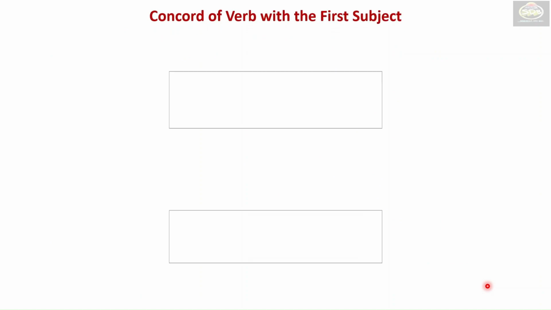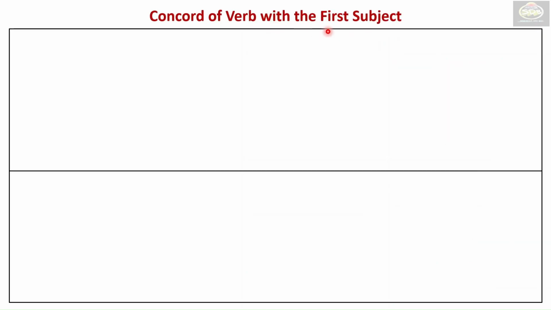Another one: concord a verb with the first subject. Okay, let's move to a new rule. If there are two subjects in a sentence, we are going to observe the situations in which we have to make the verb agree with the first subject.